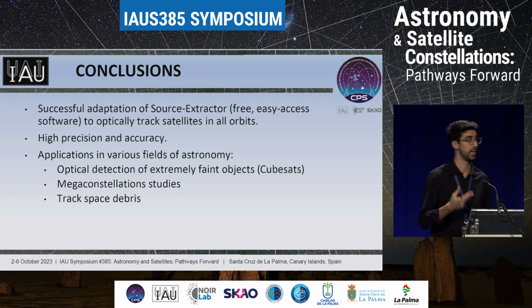These applications that we are advancing are, for example, the optical detection of extremely faint objects. An example is CubeSat, but we have many examples of small satellites that are very faint in the night sky. We can actually do the total contrary. We can actually study mega constellations, for example, that are so bright and cause so big of a problem. And then, finally, which was the main motivation for this project at the beginning, to track space debris.